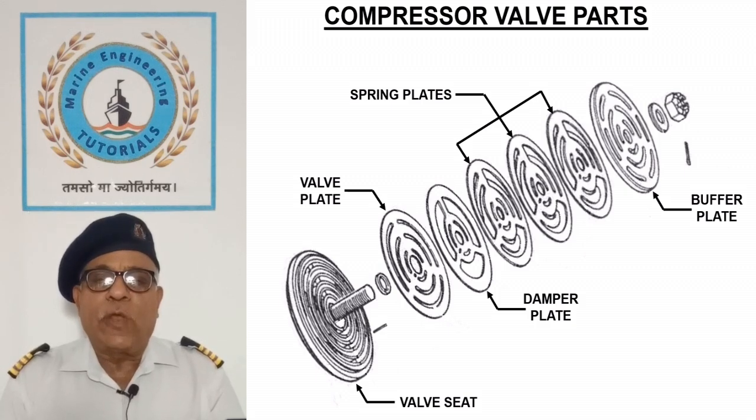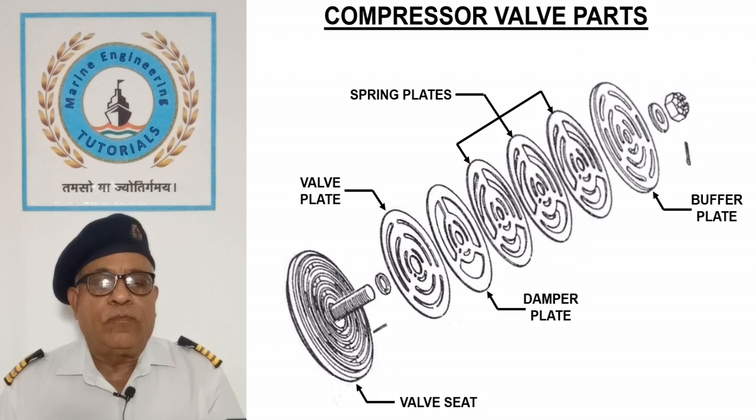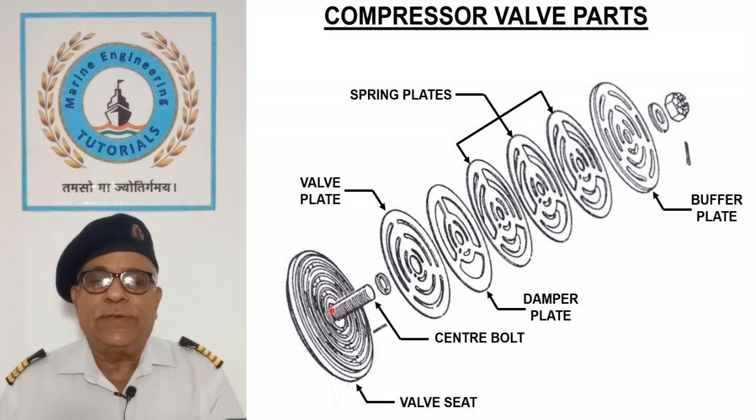This sketch shows the exploded view of compressor valve parts in order of their assembly. Center bolt is fixed to the valve seat which is used to secure all the parts together. Dowel pin mounted on the valve seat is used to locate the position of valve plate, damper plate, spring plates and buffer plate to prevent their rotation.